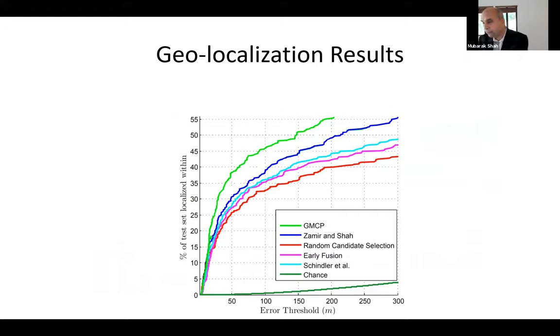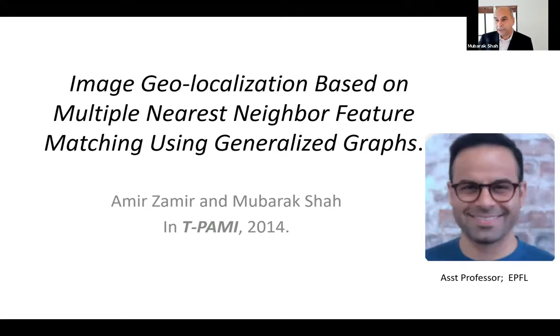Now, traditionally, we measure how good we are doing by looking at the error threshold, within how many meters we can localize correctly. And this is a percentage, what percentage of these images we can do. As you can see, if you just do chance, this is pretty bad. And at that time, the Schindler and Zaleski paper was the top one. So this is here, and then we can compare with other ones, and we do pretty well. So that was the image geolocalization using the consistency of the local matches, because local matches are always ambiguous.